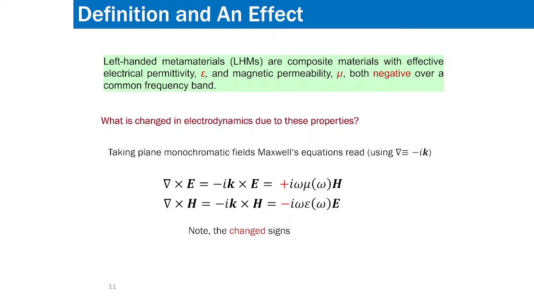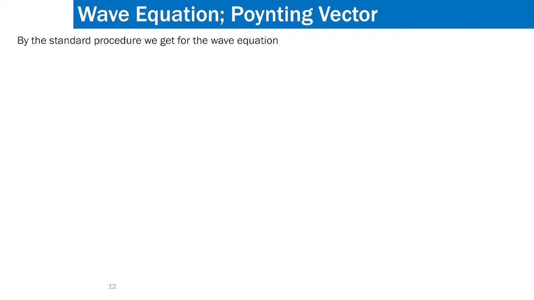So now you can note the change in signs. In Maxwell's equations, the signs change. That much you can notice for a monochromatic wave when we have left-handed material. Now, using Maxwell's equations, we can always derive the wave equation and the Poynting vector. Today, we will not derive these equations, but we will get into the background of deriving them.